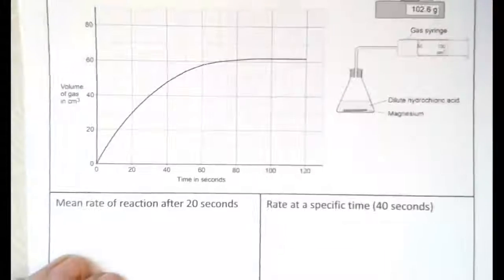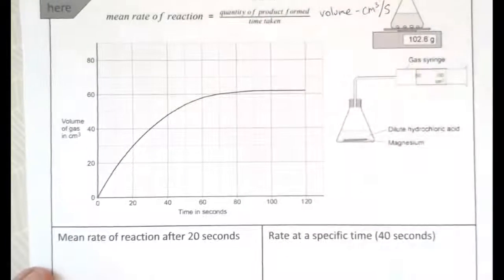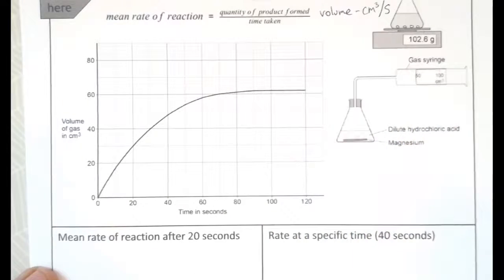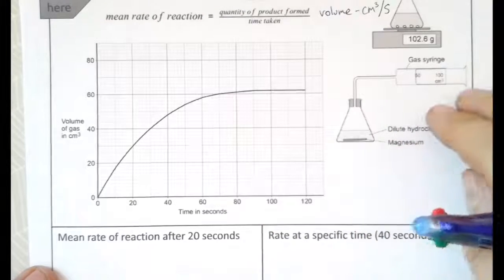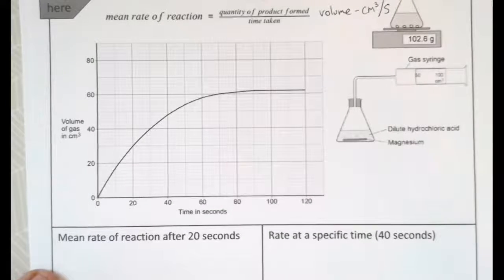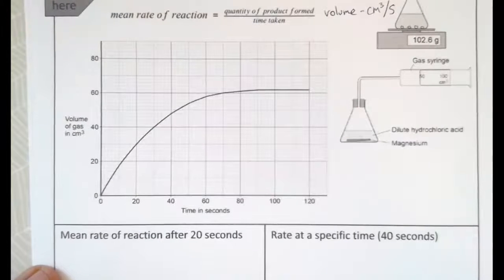We'll usually be given a graph that looks something like this. This one's got volume on the y-axis, so this is clearly using a setup like this to measure how much gas is produced over a certain amount of time. You might have to plot your own. It only takes a couple of minutes to plot a graph, and it doesn't make it any more complicated. It's the interpretation and the analysis of the graph that's really important.